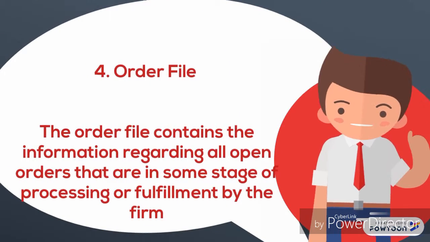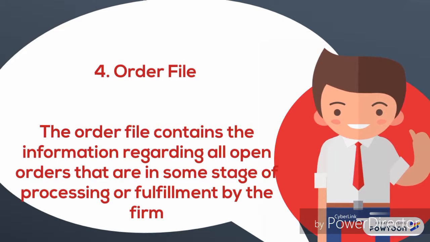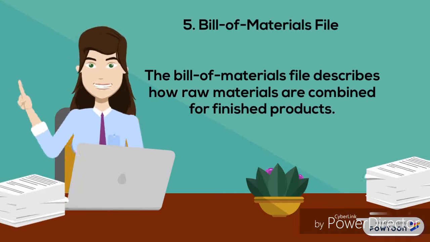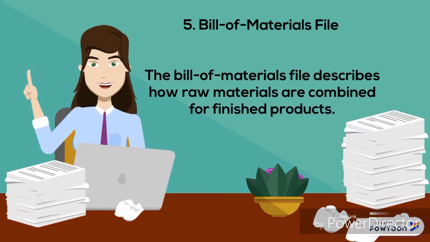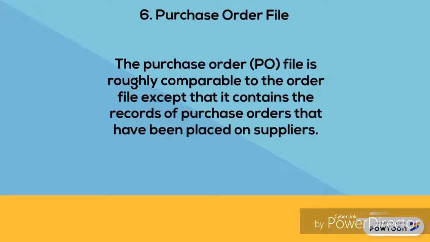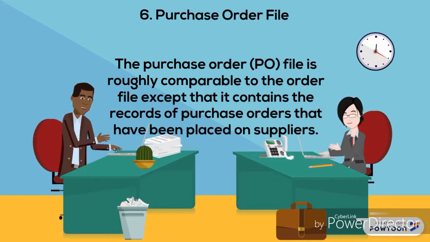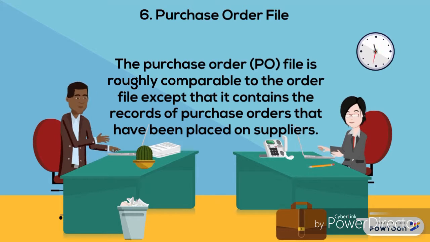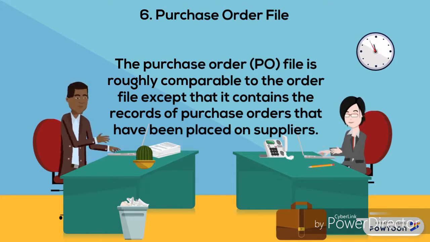4. Order file. The order file contains the information regarding all open orders that are in some stage of processing or fulfillment by the firm. 5. Bill of materials file. The bill of materials file describes how raw materials are combined for finished products. 6. Purchase order file. The purchase order (PO) file is roughly comparable to the order file except that it contains the records of purchase orders that have been placed on suppliers.